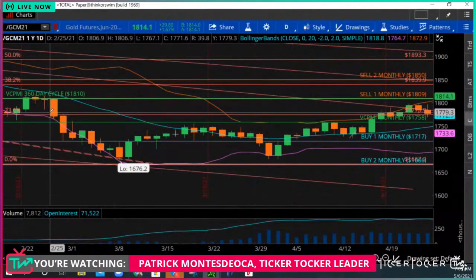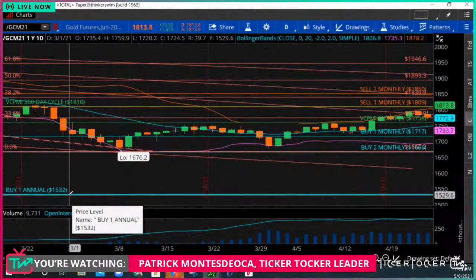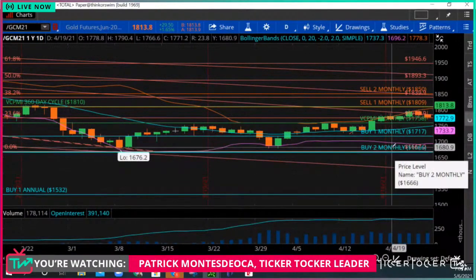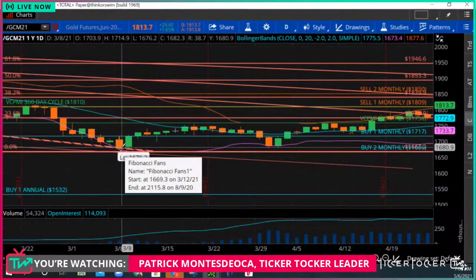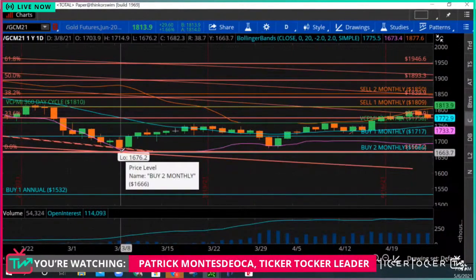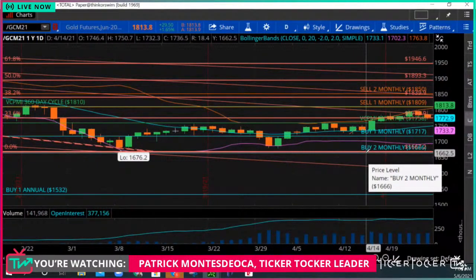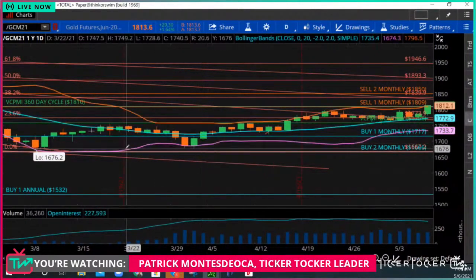Now, even though we came down here below the 360-day average, and by doing that activated the buy one annual of 1532 on the annual structure, the market coming down into the monthly levels of support, 1717, 1666, found the buying it was looking for in order to revert from here as a level of support identified by the VCPMI at the beginning of the month, and reverted right back up, never coming down and accumulating supply.